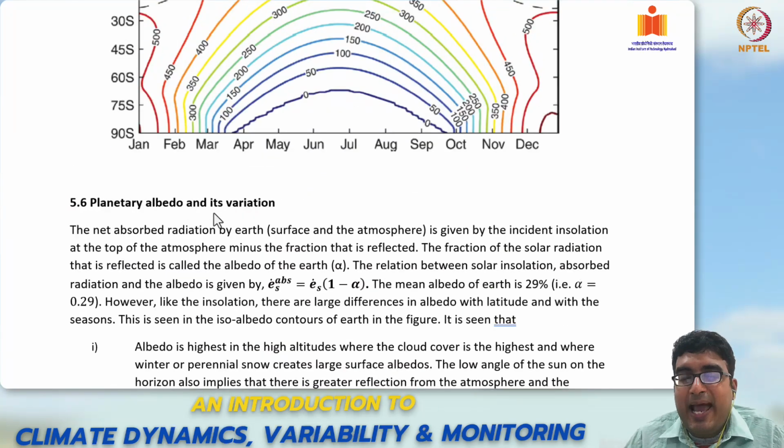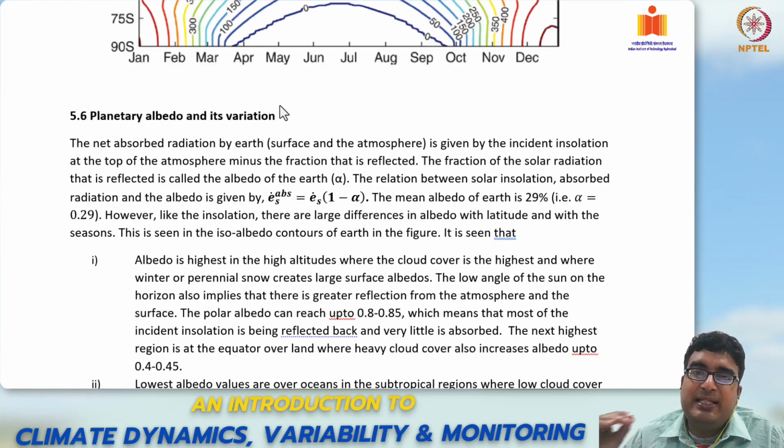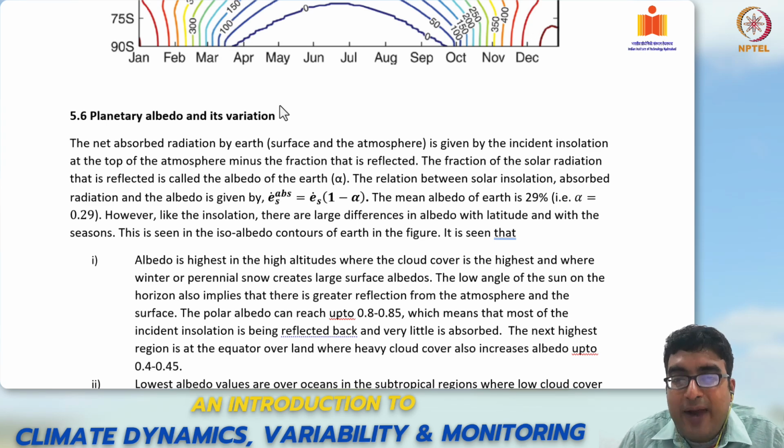Planetary albedo and its variation, which is E dot rho. The average albedo fraction alpha is 29%. So, around 29% of the incident solar radiation E dot S is reflected back into space by Earth. However, just like the total incoming solar insolation, the albedo fraction also changes significantly with latitude and with seasons.